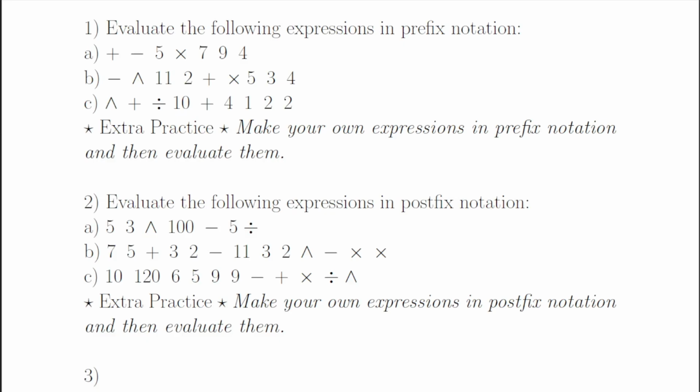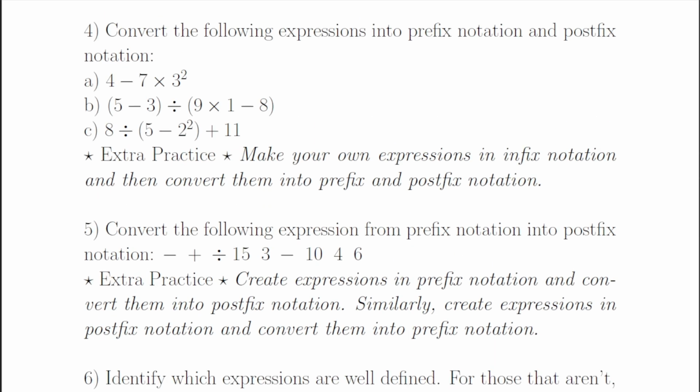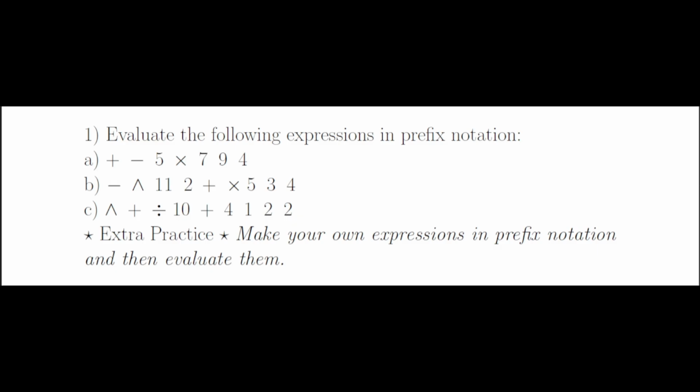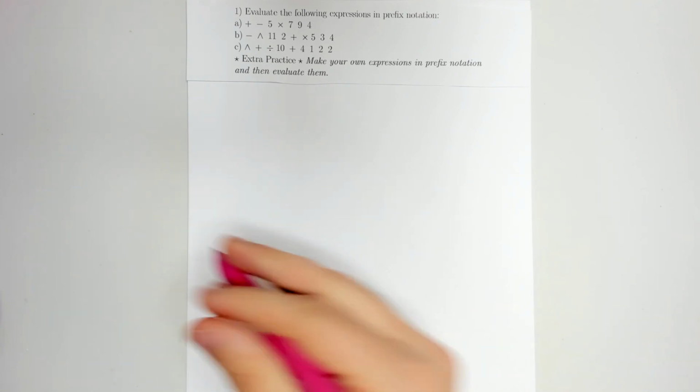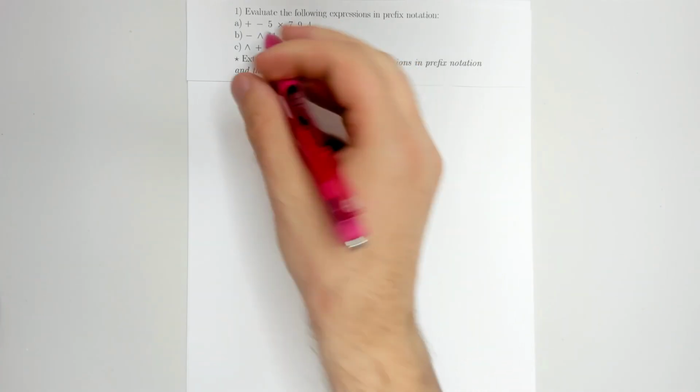So on the screen I'll have some problems for you to try out. Try them by yourself first, and then we'll get into them together. Question 1. Alright, so question 1 says evaluate the following expressions in prefix notation. And the big thing we need to remember with prefix notation is to always make sure that we evaluate the expressions from right to left. So we always evaluate the rightmost operations.